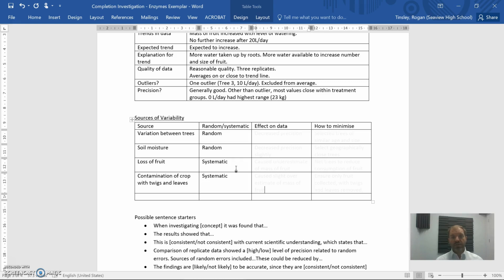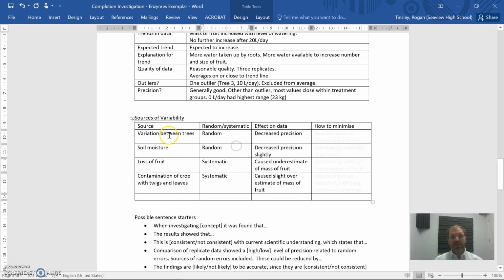So if all of the trees are losing fruit, then our mass of fruit produced by the trees is going to be an underestimate of the true value of fruit that's being produced. Same with the contamination of crops. If there's twigs in every basket, because we're doing it the same for all the different trees, that's going to increase our mass artificially. And so next thing is to talk about the effect on the data.